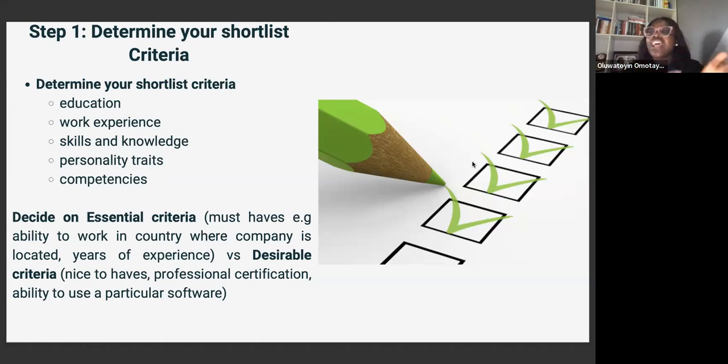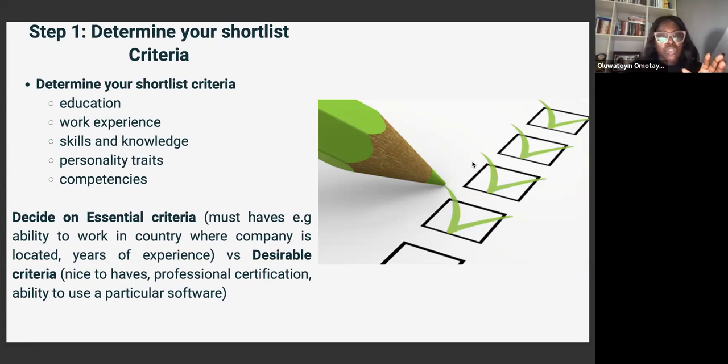Now, there are things that are must-haves and there are things that are nice-to-haves. For a volunteers coordinator, a must-have, right, is maybe experience in leading a team. A nice-to-have could be a certification in volunteering. It's a nice-to-have because the truth is that someone having a certificate does not mean that they can practically lead, and you need to pay attention to that. Okay, so a must-have would be experience in leading a team.